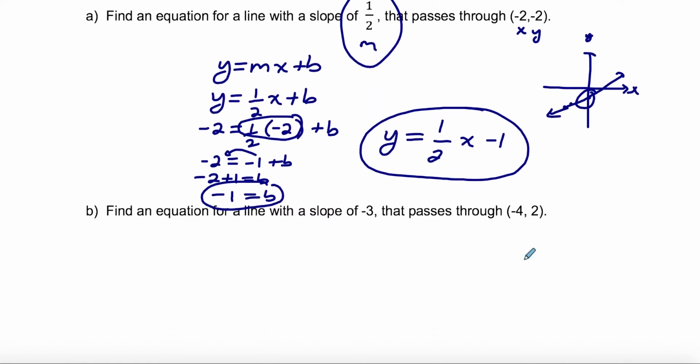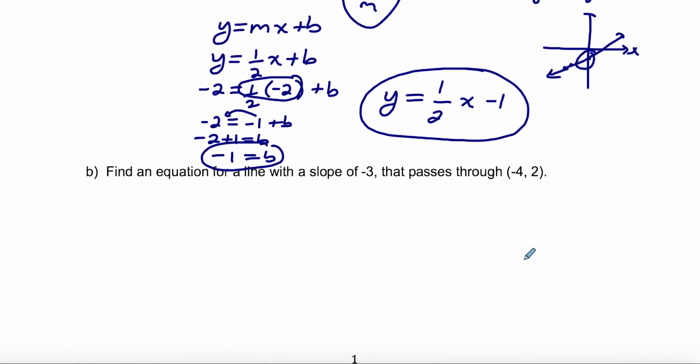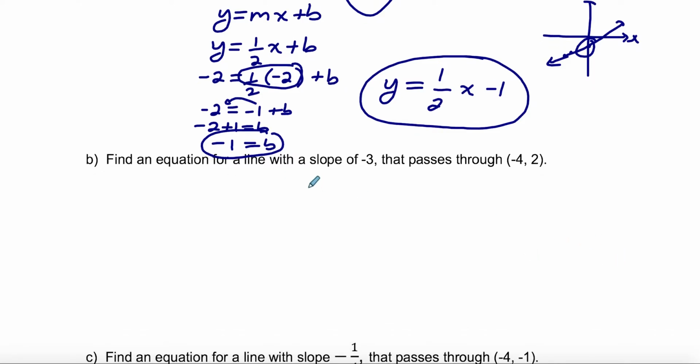Let's look at b, because this takes practice. We'll do quite a few. So find an equation for a line with slope of -3, so that's my m. And it passes through -4, 2. So this is just a point on the line. It is not the y-intercept. It's -4, 2 is over here.